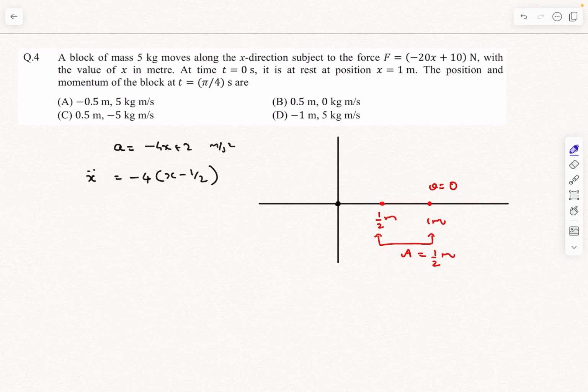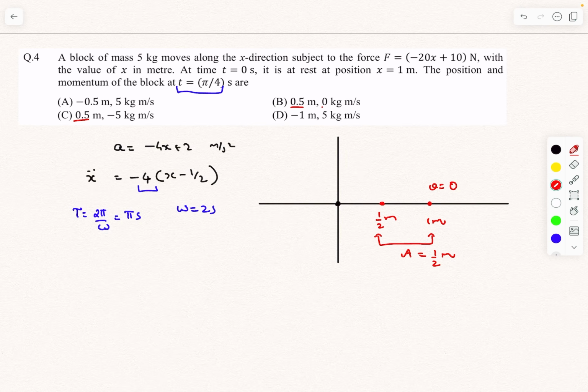And we can also comment on the time period of SHM. So that will be 2 pi by omega, and omega is nothing but the square root of this term, which will be 2 radians per second. So from here the time period just turns out to be pi seconds, right? So now if the time period is pi seconds, the time it takes to go from the extreme to the mean position is T by 4, which is actually pi by 4, right? And they are requesting things about t equal to pi by 4. So at t equal to pi by 4, the particle will be at x equals 1 by 2. So the answer to the first question is x equals 1 by 2.